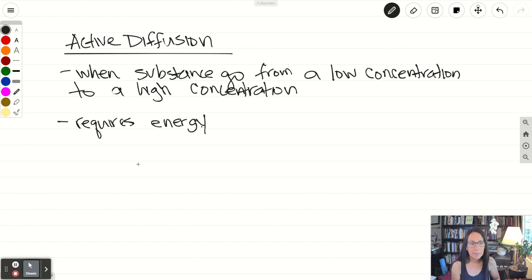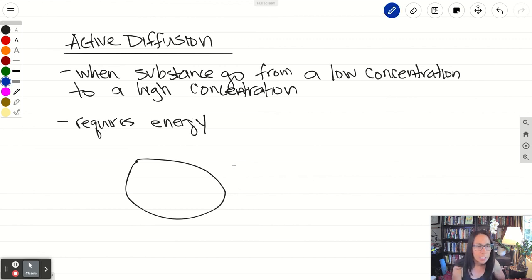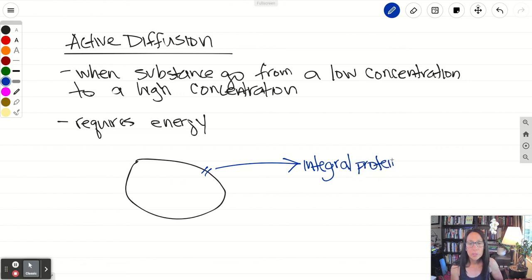Okay, let me just give you an example. Let's say we have a cell. Water will never do this. We never see osmosis happening like this. So we have a cell, and we have a channel, and if you are going against the gradient, these channels are called pumps. I'm just going to put a little arrow here. I'm going to say integral protein, and it's called a pump.